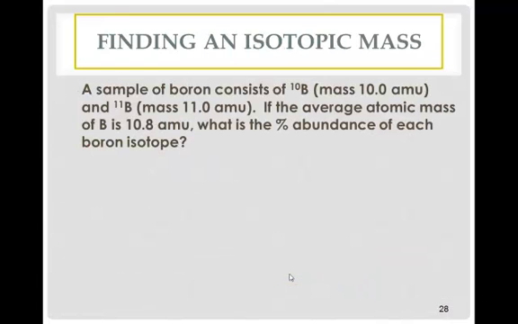All right. So what if you have two percentages and you don't know either one? What are we going to do? That makes it a little harder. But we do know our masses, and we know what the average atomic mass is. We just have to figure out the percentages.